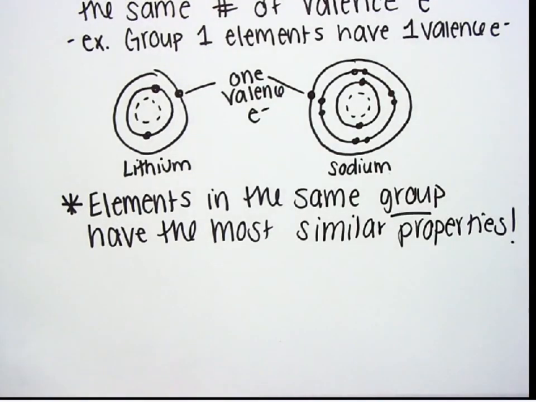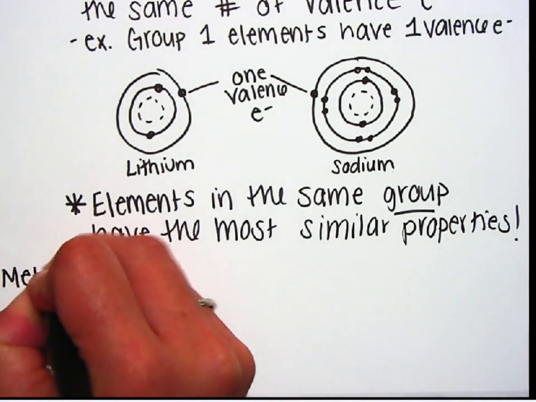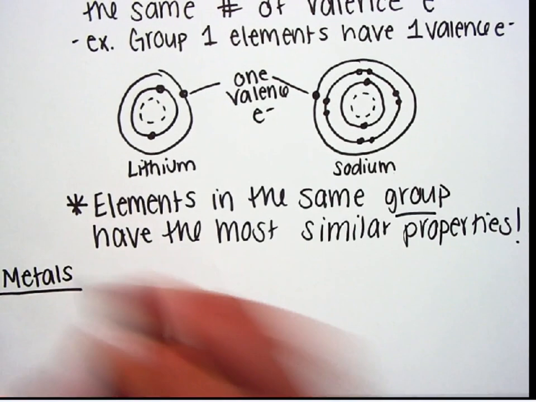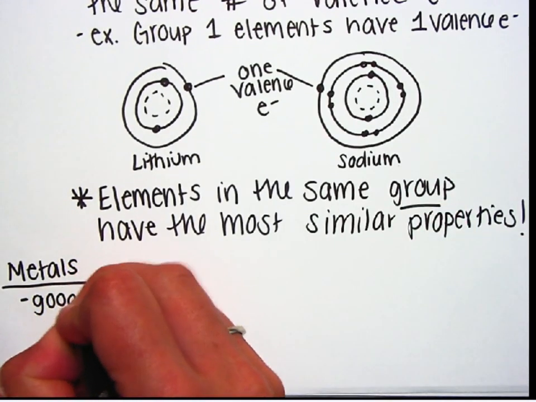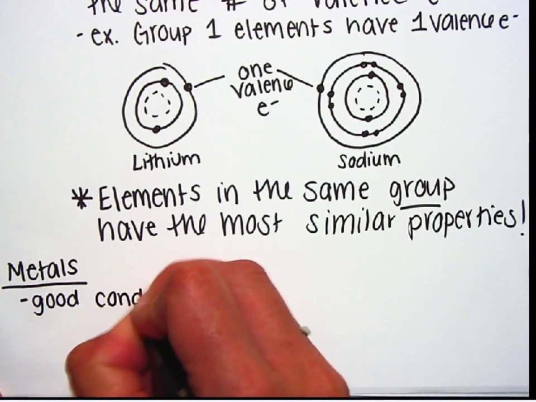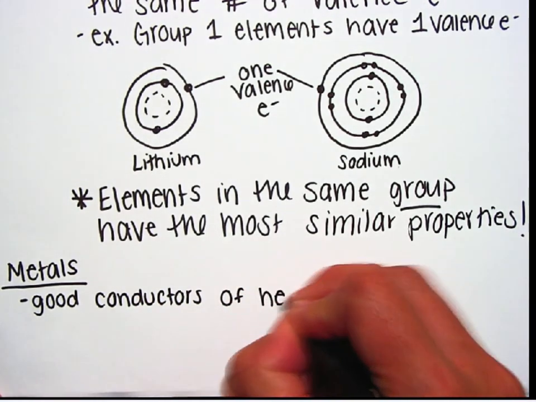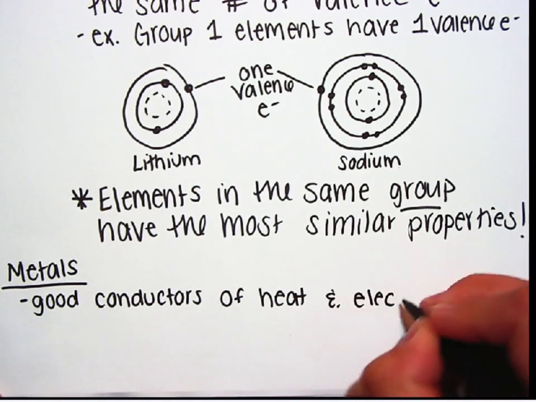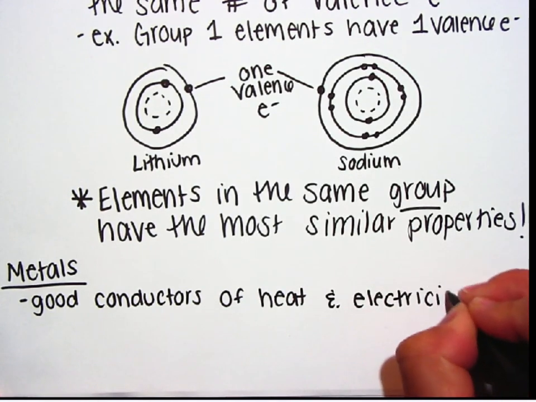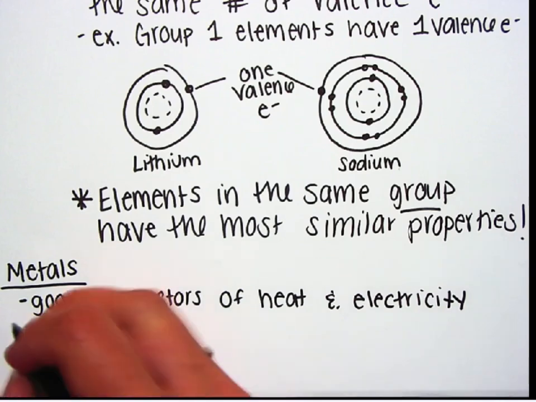So let's talk about some properties. Metals are good conductors of heat and electricity. So that you should be familiar with. Metals get hot. They are good conductors of heat and electricity.